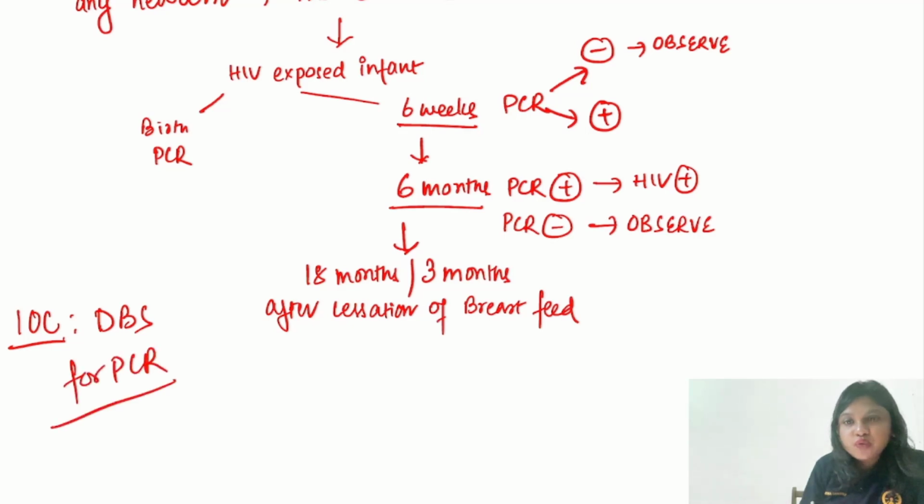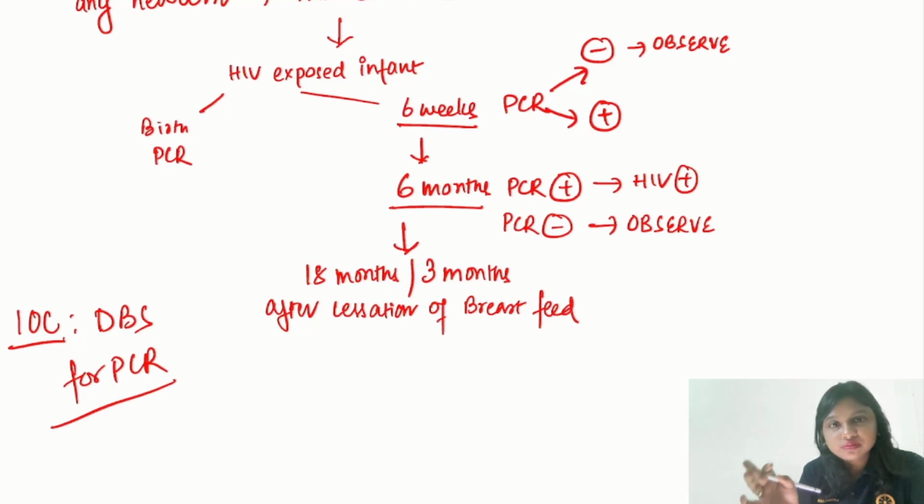Suppose you are going for a serological test at any point, like at 6 months, and the serotest comes out to be positive, again at 18 months or 3 months after cessation of breastfeeding, you need to confirm it by a DBS. So in pediatric HIV, to label that the child is HIV positive, you need to be doubly positive. One PCR is not going to help. You need to do 2 PCRs. If you're doing a serotest also, if it is positive, then also you need to repeat it by doing a DBS PCR.